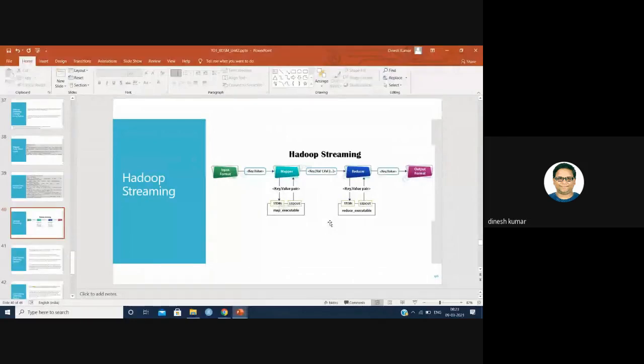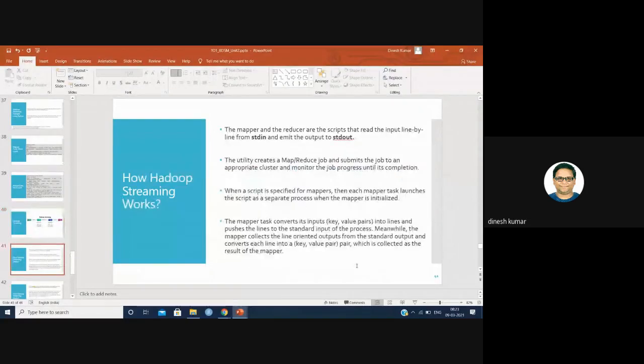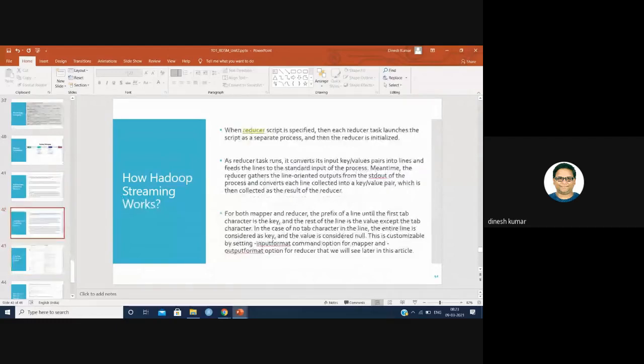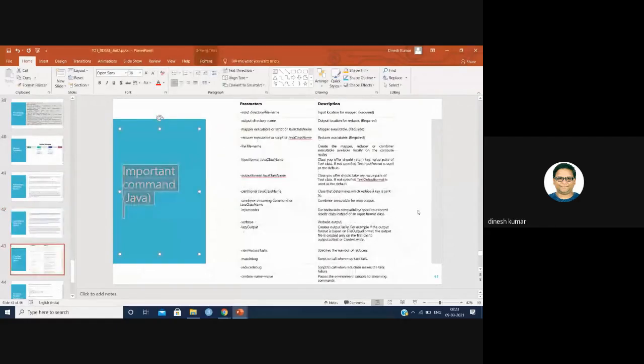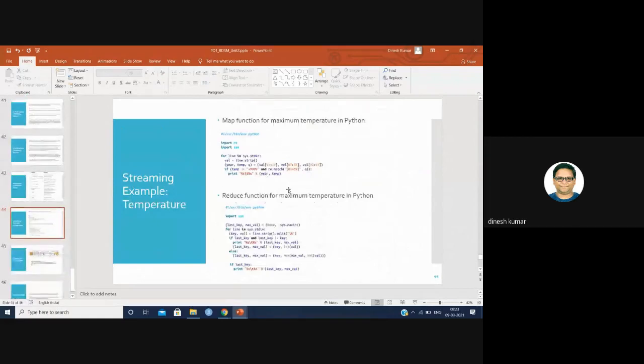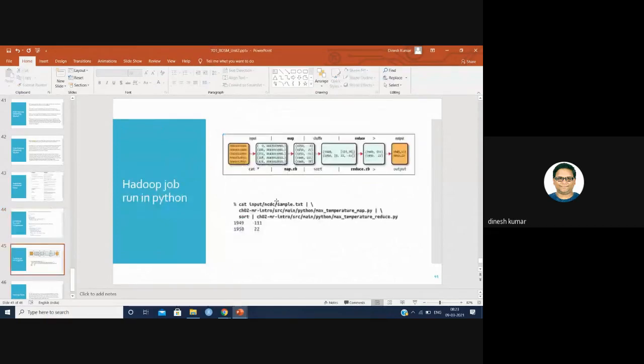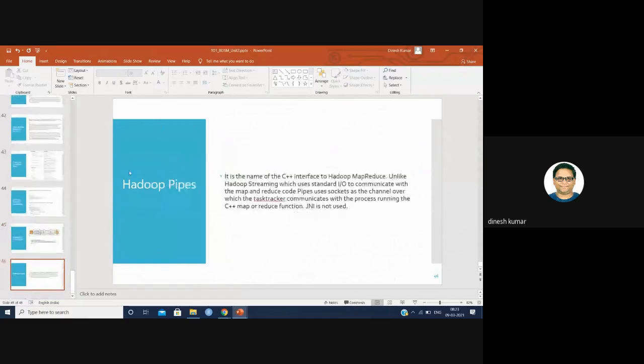Okay, how Hadoop streaming works is described here quite a lot. Important commands in Java are used in writing a MapReduce program, as we know that a MapReduce program can be written in Java and Python. So essentially, this focuses on Java. The streaming example, so this is the same example, taken the temperature example. Okay, and this Hadoop pipes, and then we have finished with Hadoop pipes.